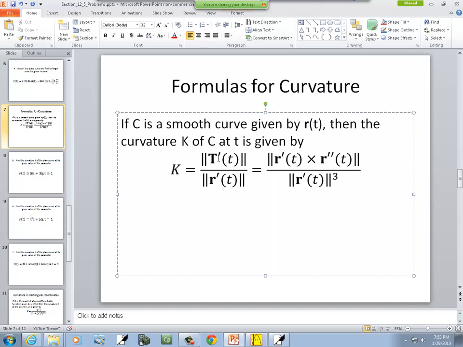K is equal to the magnitude of T prime over the magnitude of R prime. Or, you may find it easier to use this formula, because T prime is kind of hard to find sometimes. And this second formula really only works if you have 3 dimensions. But you take the cross product of R prime and R double prime and take the magnitude of it over the magnitude of R prime to the 3rd power.